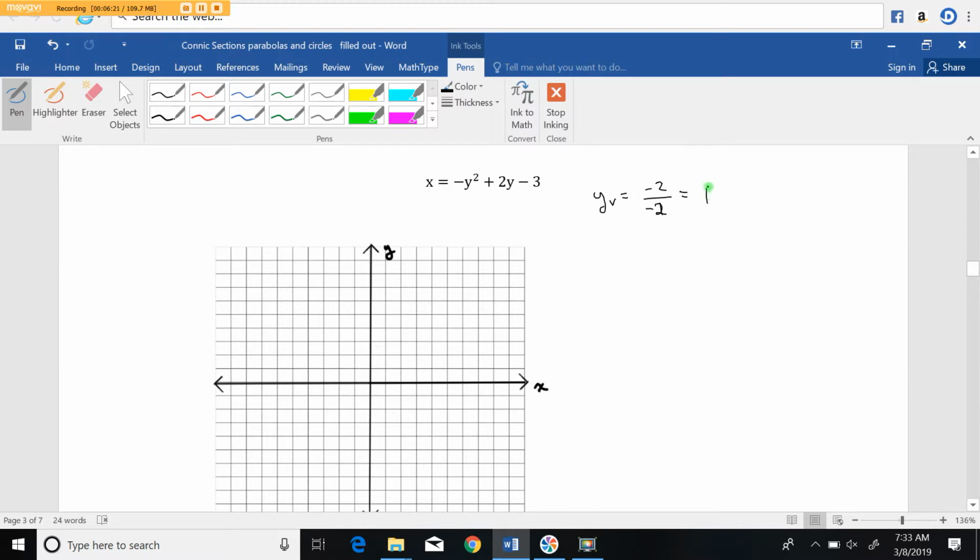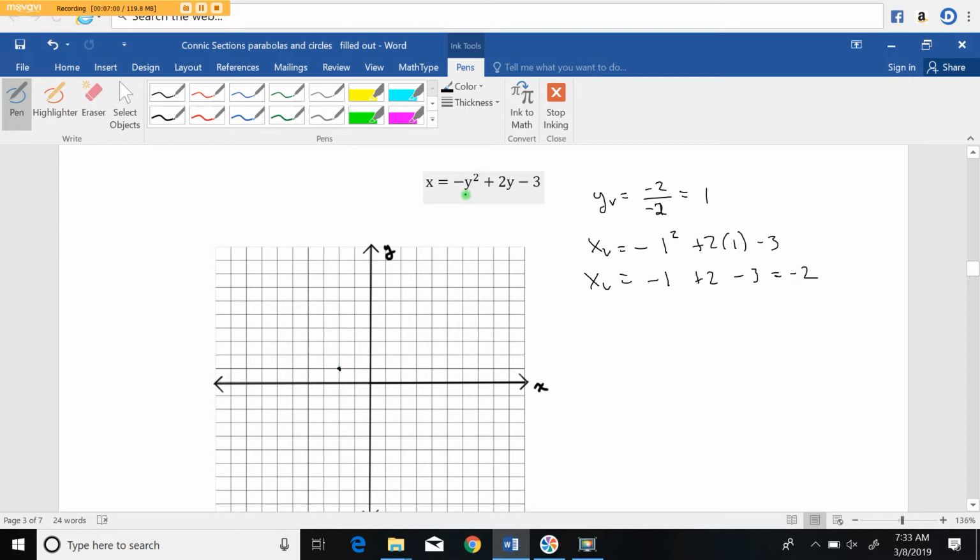That's nice. To get the x-coordinate of the vertex, let's take this value, plug it back in here. So this is going to be -1 squared. Now that minus is not being squared because it's out in front. Plus 2 times 1, and then -3. So let's see, -1 plus 2 minus 3. That's 1 minus 3, that's -2. All right. So the x-coordinate of the vertex is -2, the y-coordinate is 1. So 1, 2, 1. There we go.